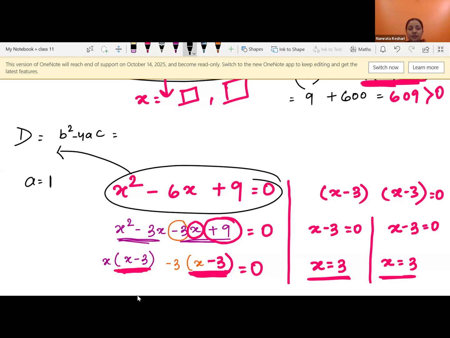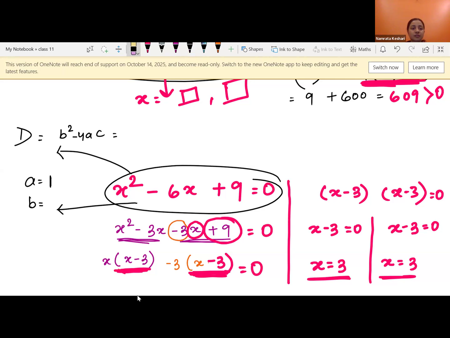Okay, teacher. Because with x square, nothing is multiplied, 1 is there, right? Yes. Okay, we will not say 0. It is positive 1. Getting it? Yes. Okay. For b, can you tell me what is b over here in this quadratic equation?